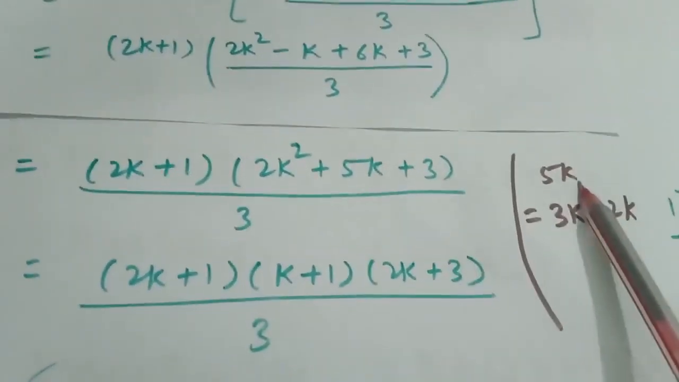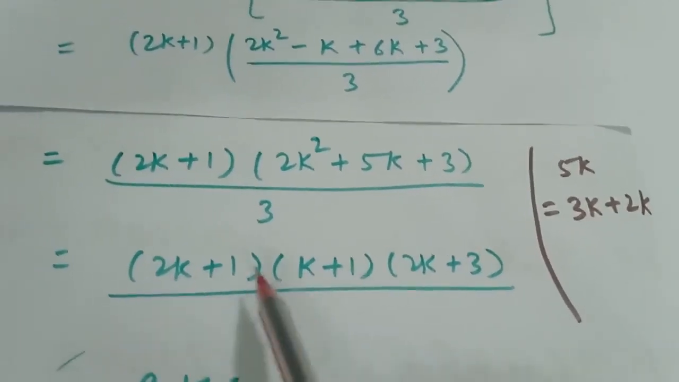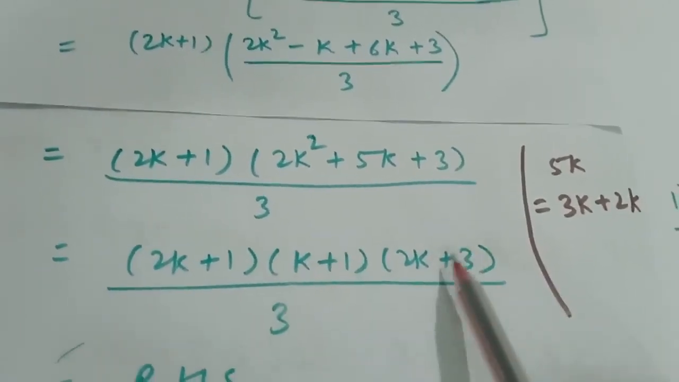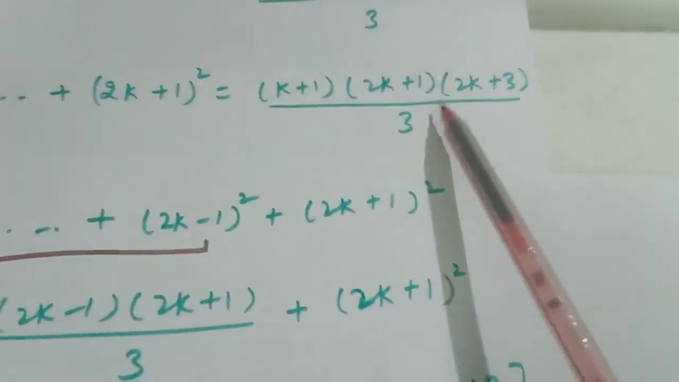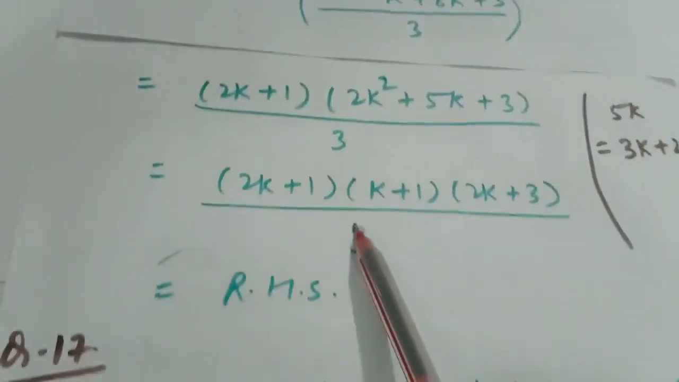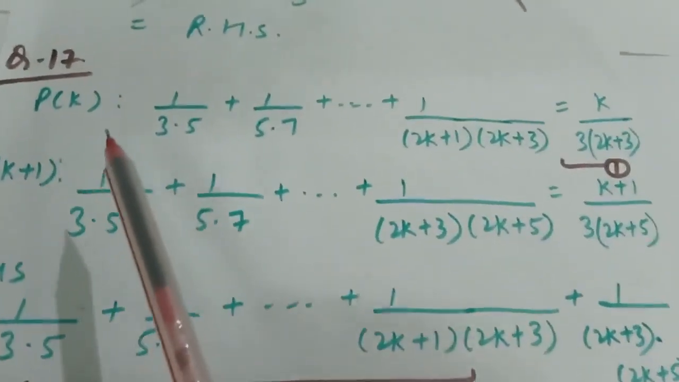You can break this 5k as 3k plus 2k. So you will get 2k plus 1 into k plus 1 into 2k plus 3 upon 3, which is our RHS only, right? So this is equal to RHS. Clear? Now question number 17.